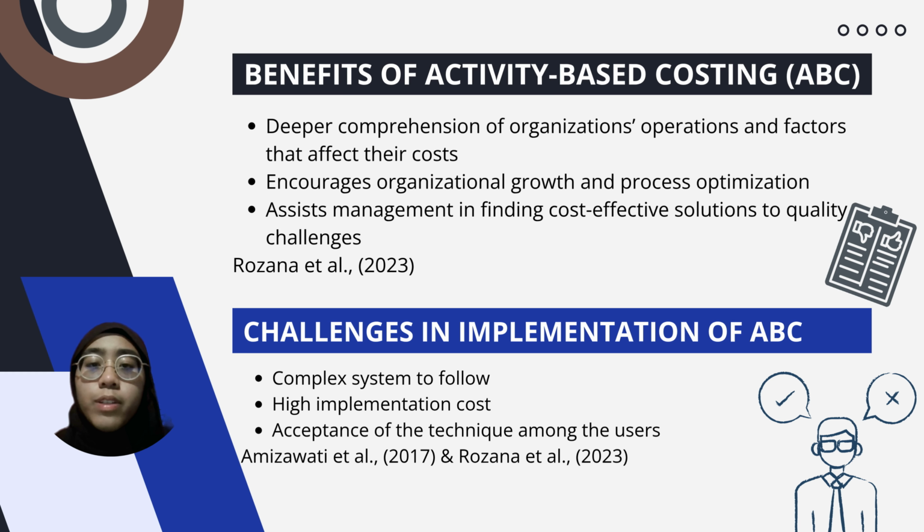Next, we will discuss the benefits of using activity based costing (ABC) in the public sector. First, deeper comprehension of organization operations and factors that affect their costs. ABC is an efficient tool for monitoring resource related expenses and activities. It enables organizations to understand how resources are allocated across departments and activities, resulting in a deeper understanding of their operations and the factors that drive costs. With this information, management can improve their decision making at both the operational and strategic levels.